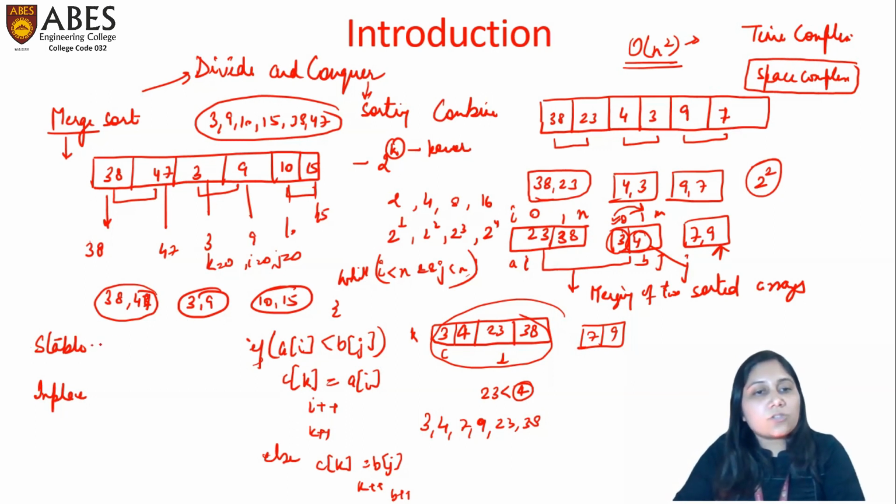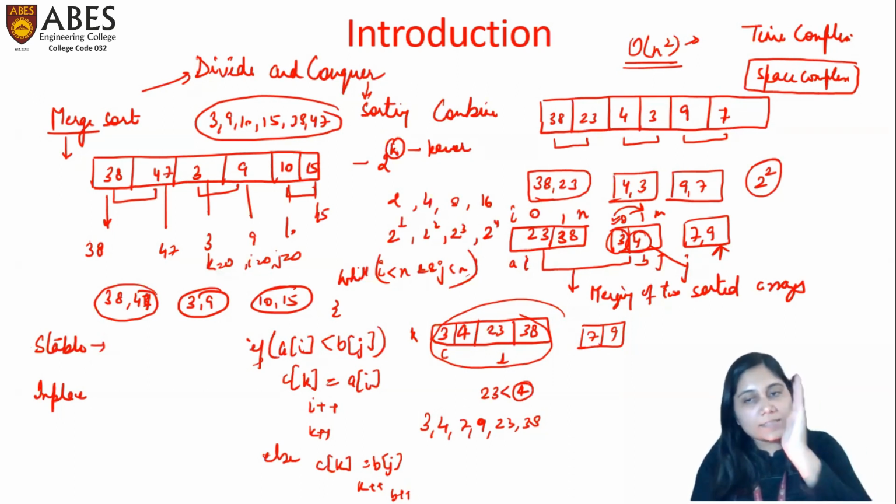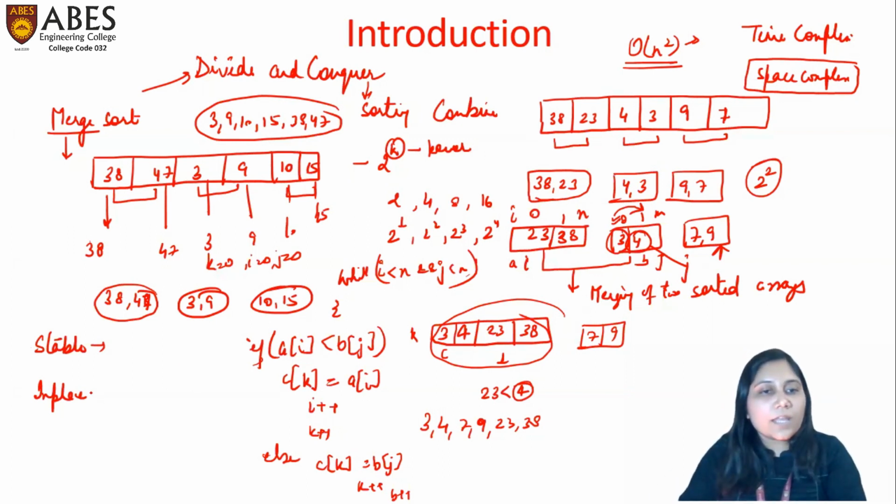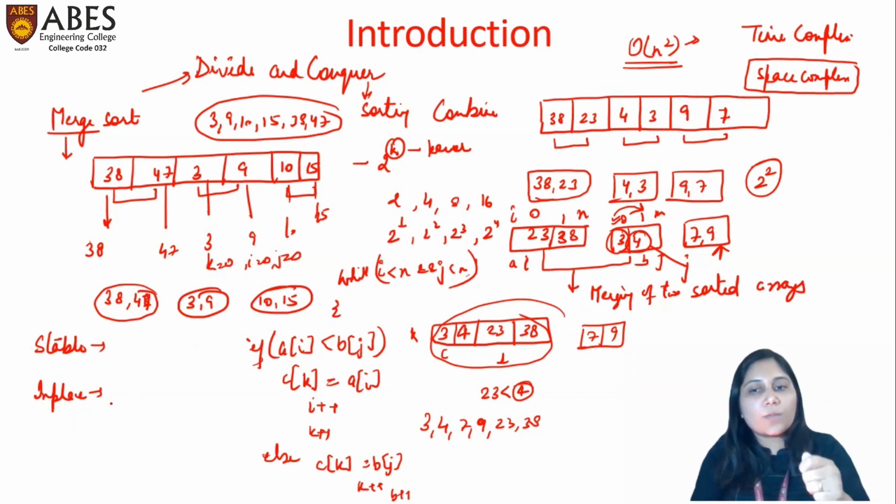Now, stable sorting means that if duplicate elements are present, they will come in the same order in which they are given. But in-place means we are doing the work in the input space already given to us and no other space is required. Then it is an in-place sorting technique. Otherwise, it is not an in-place sorting technique.